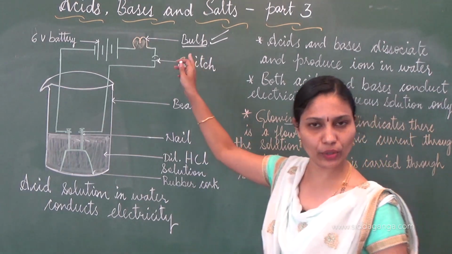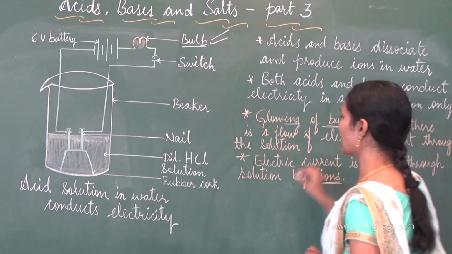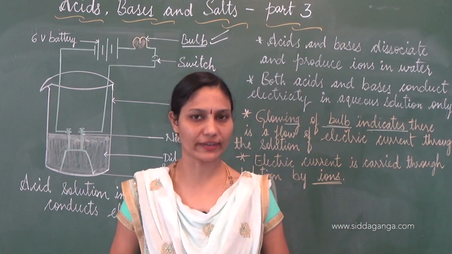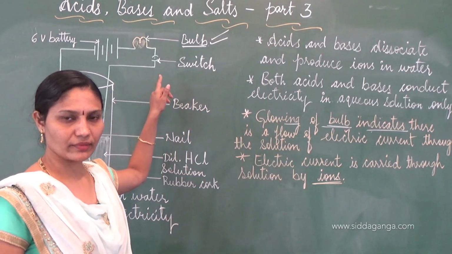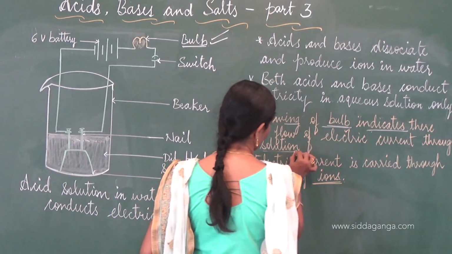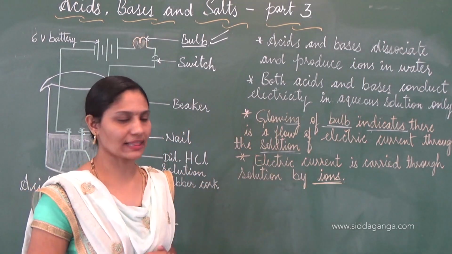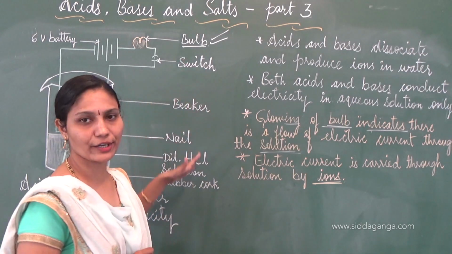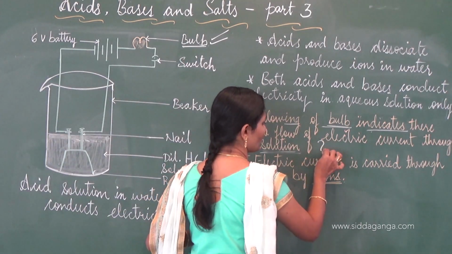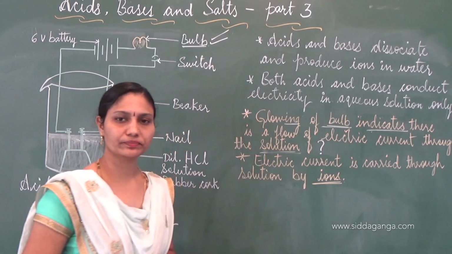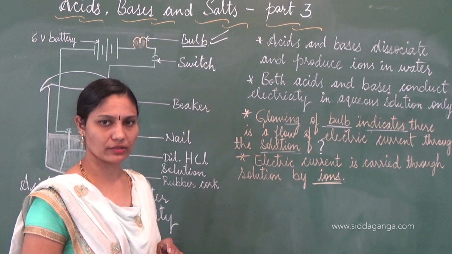I told you the bulb glows with HCl and H2SO4. The glowing of bulb indicates that there is a flow of electric current, right? The bulb glows because there is a flow of electric current through the solution. But the question is, what makes electric current flow through them? What makes electric current flow through the solution?